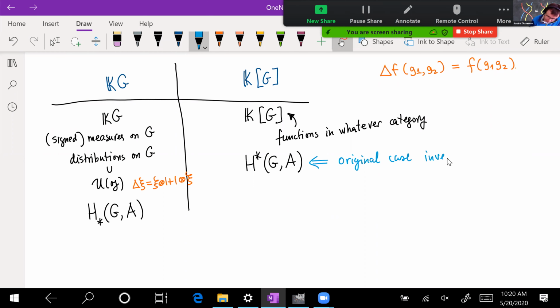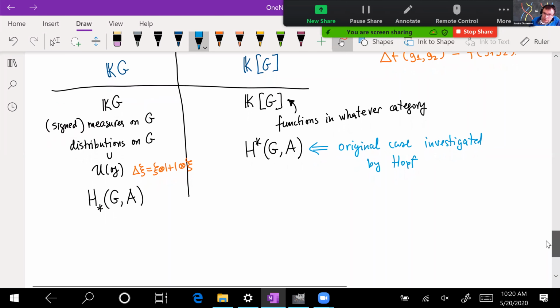Investigated by Hopf. Hopf proved that if I have a compact Lie group, then its cohomology is a free skew-commutative algebra on finitely many generators of odd degrees. The way he proved it is he observed that this object is a Hopf algebra, and then he proved a general statement about finite dimensional Hopf algebras. So it's a beautiful argument.